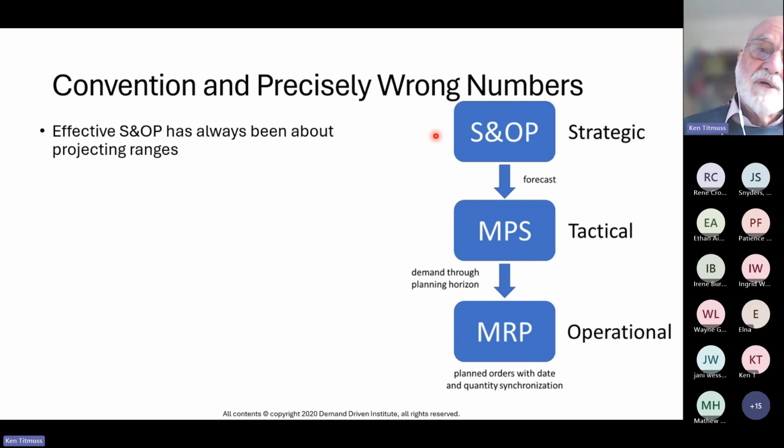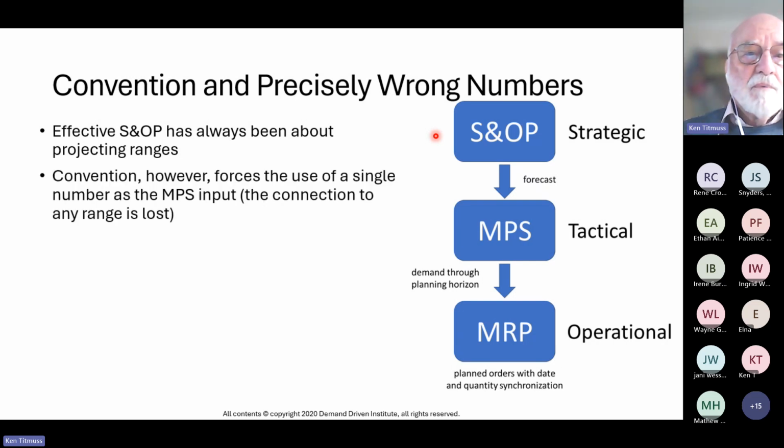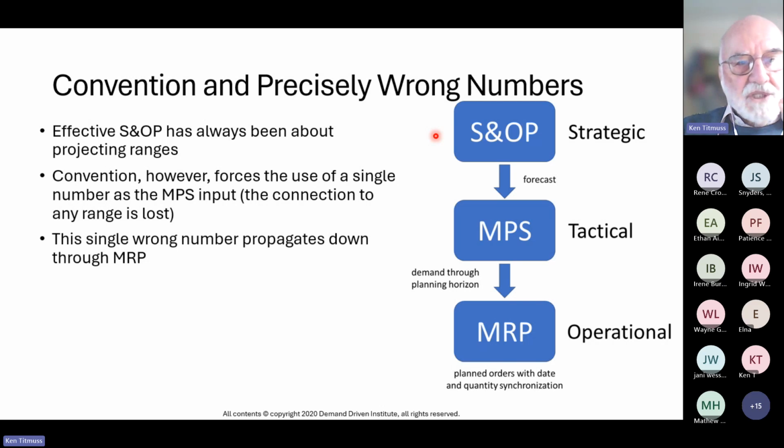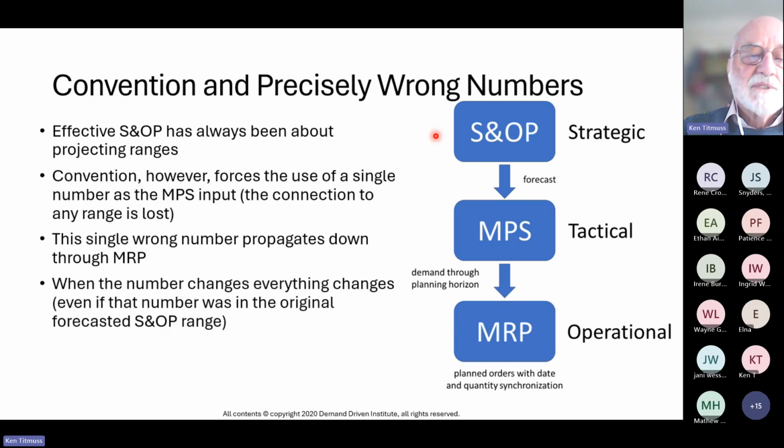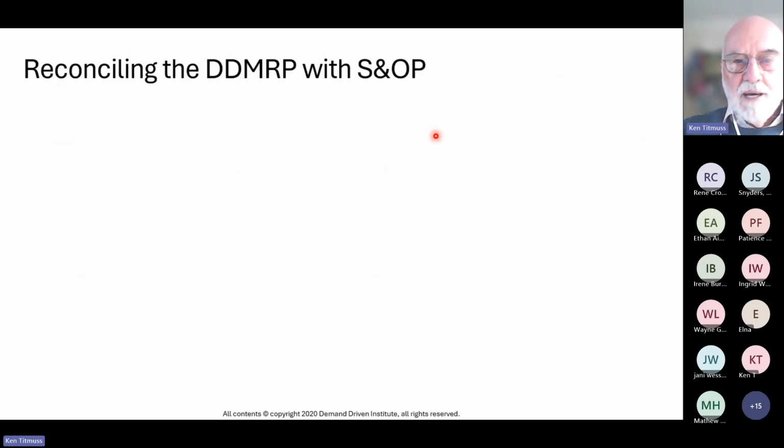Yeah, look, if we're doing well, we could sell this much, but on the pessimistic side, we might only sell that much. But what we've done, we've taken a single number out of that range, typically the middle one, and we've used that to propagate down through the master production schedule and down through materials requirements. So this single wrong number is propagated down our planning systems. And when that number changes, which it will, we thought the customer wanted 100, but now he's ordered 120, everything changes. And it causes huge amounts of problems for planners and buyers.